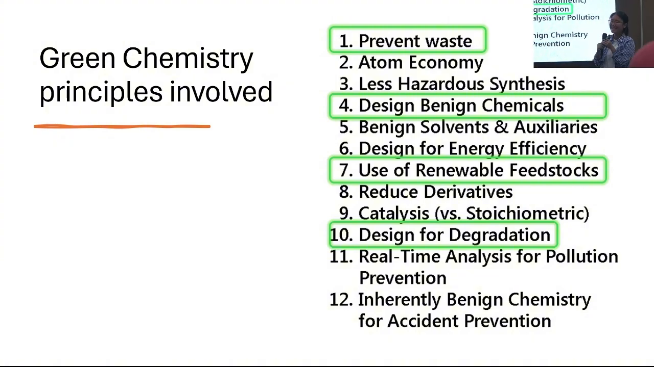So of all the 12 points of the green chemistry principles, these are the ones involved that we highlight: one, which is waste prevention; four, designing benign chemicals, which is part of the waste degradation methods; the use of renewable feedstocks, because our feedstock is from biomass; and design for degradation.